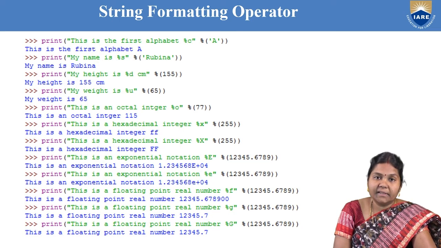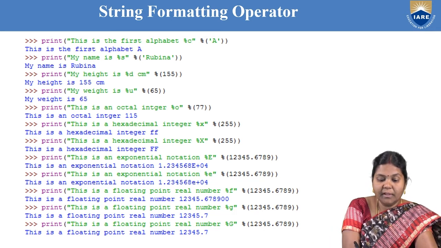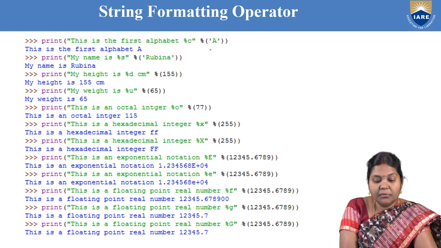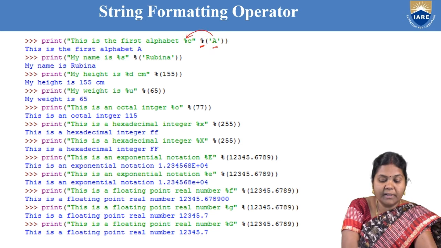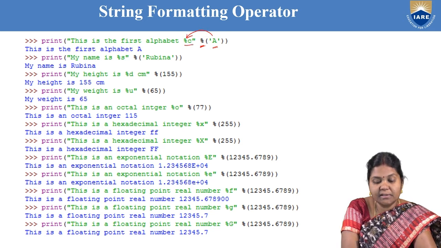Let us see some examples using those formats. If I want to print the first alphabet, I can write %c. Directly I have given the character here, so this value will be printed as a character. %c is the format that we have used over here. Similarly, if you want to print a string, you can give the format %s. Instead of %s, the string Rubina will be printed. So "my name is Rubina" is the answer.